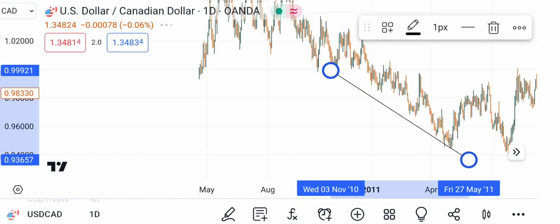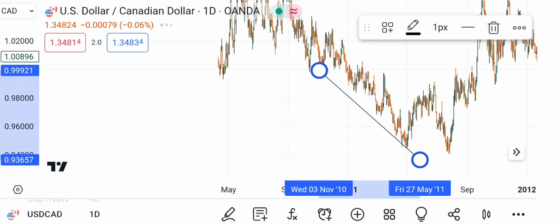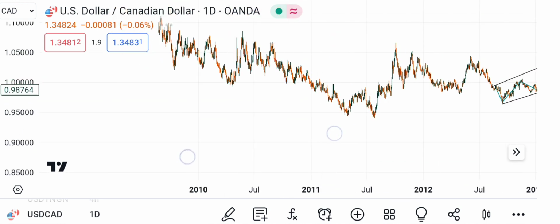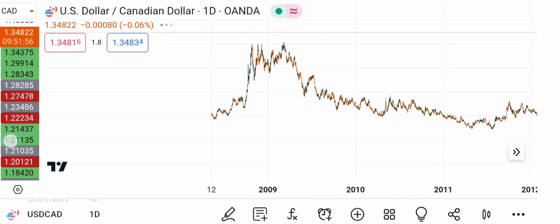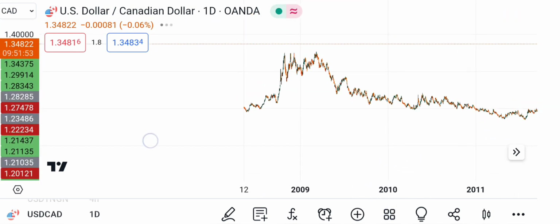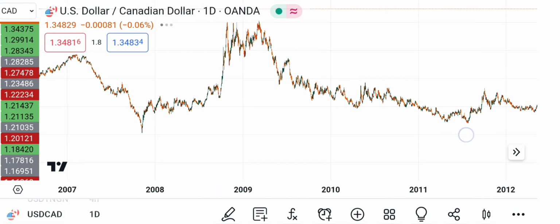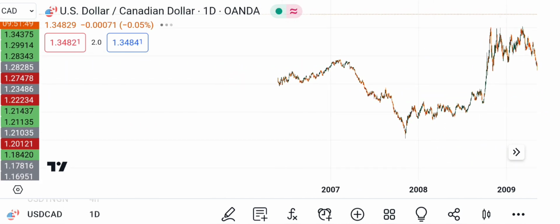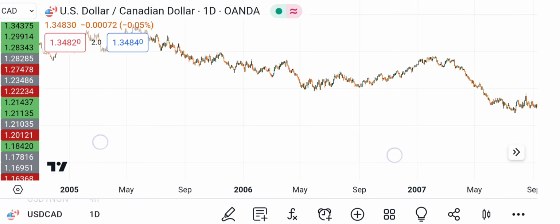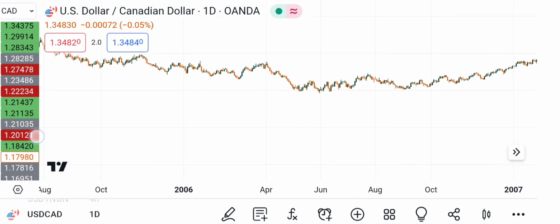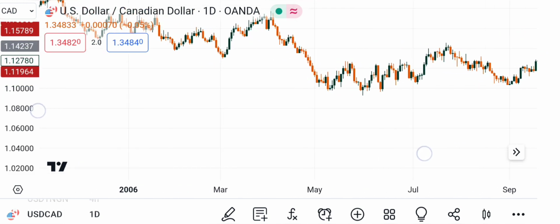So let's get a ranging market. Let's look for a market that is sideways, that is straight, that's not going up or down. So let's go deeper. Let's go back to see if we can find a ranging market. Though a ranging market hardly happens most of the time. I think we have found one.